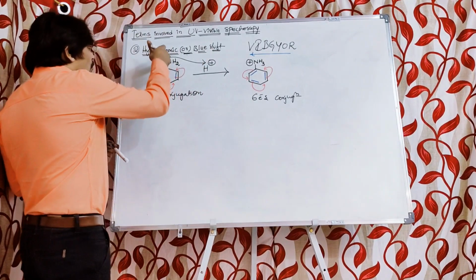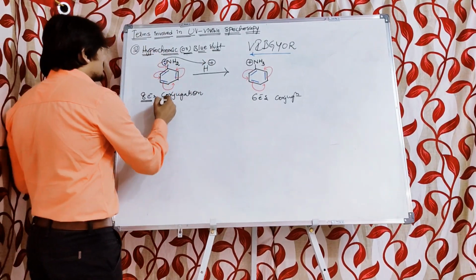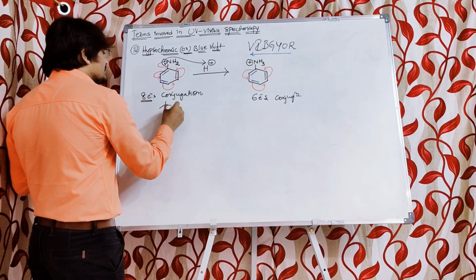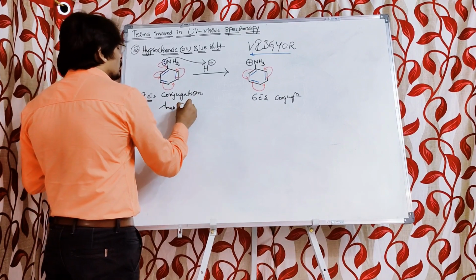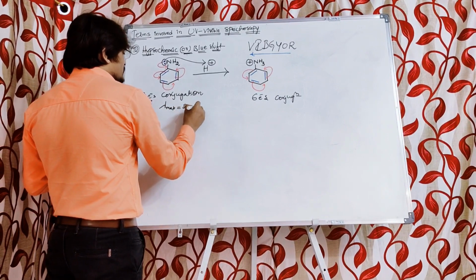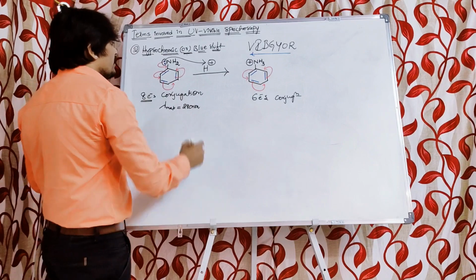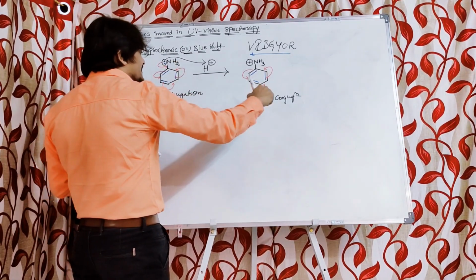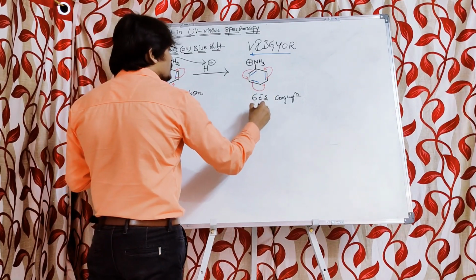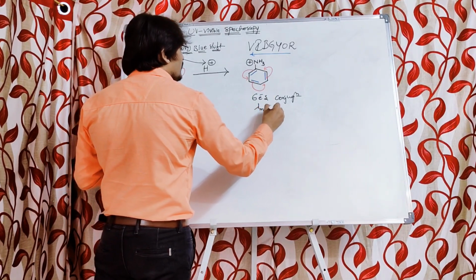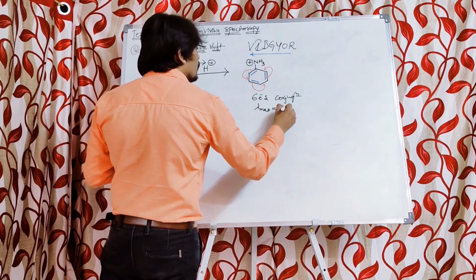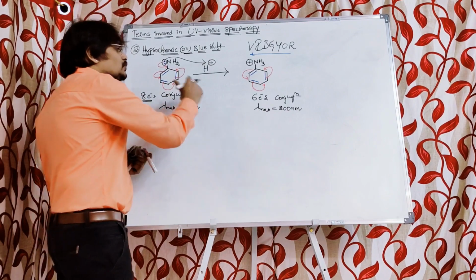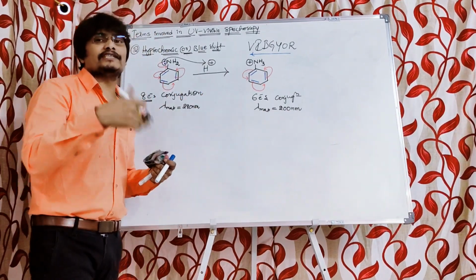So initially, what is the absorption maximum of the aniline? Previously we have discussed the lambda max of aniline is 280 nanometers. Now, whenever the conjugation has been reduced from 8 to 6, the absorption maxima will reduce from 280 to 200 nanometers. It has been reduced.